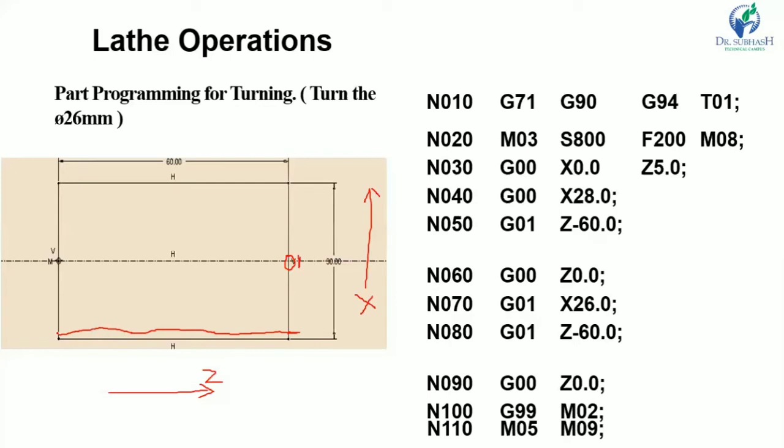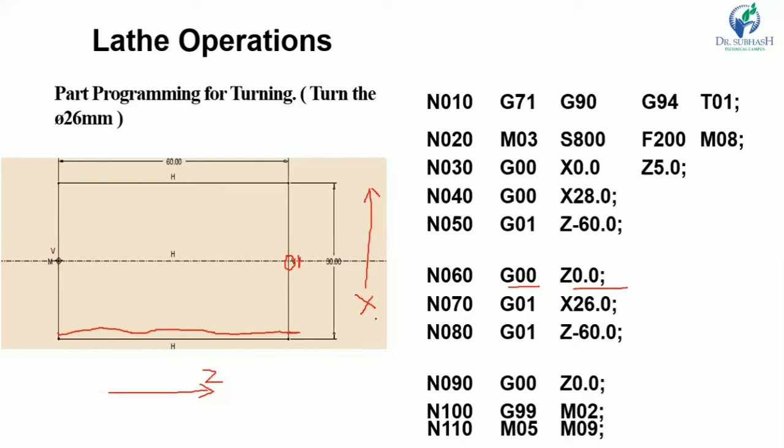Okay, so now our diameter becomes 28 mm. Then again from G00 and Z0, X remains common. Now rapid traverse, so now the tool will move from here to here.